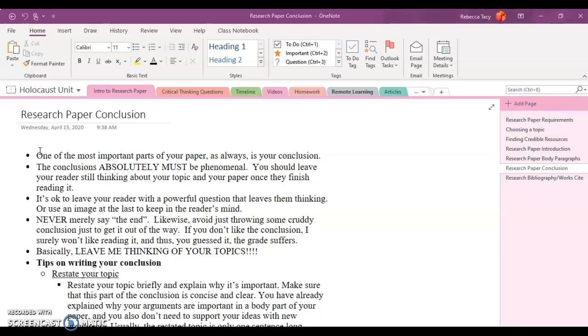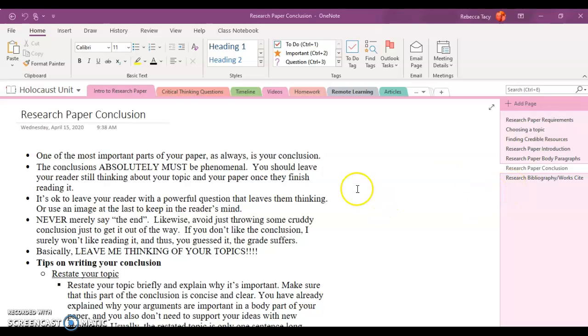Never merely say the end. Do not ever finish a paper with the end. Okay, that's boring. Avoid throwing together cruddy conclusions just to get it out of the way. If you don't like the conclusion, pretty sure we won't like it either, and thus, you guessed it, your grade suffers. So basically, leave me or your reader thinking about your topic. I want to be left after I read your paper going, wow, that was really interesting, and I learned some stuff, and now I have other questions that maybe have come about from reading your paper.